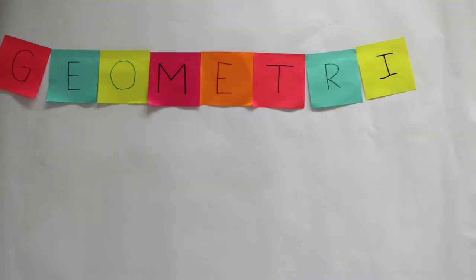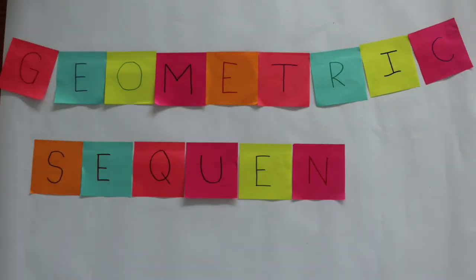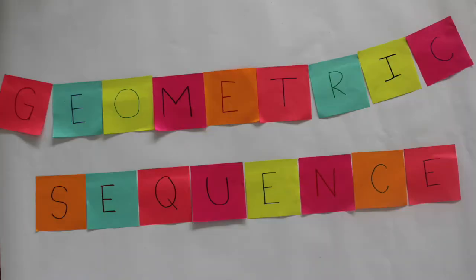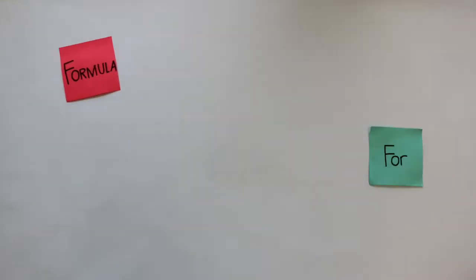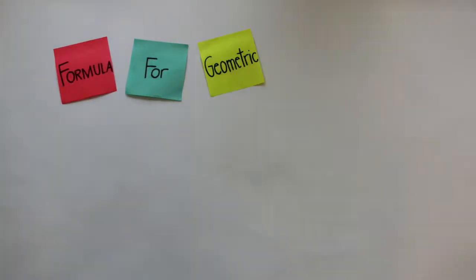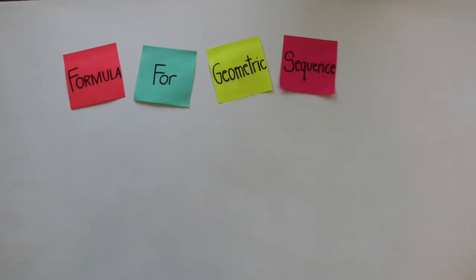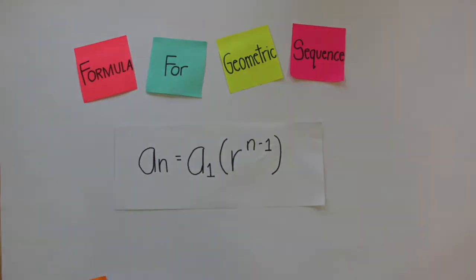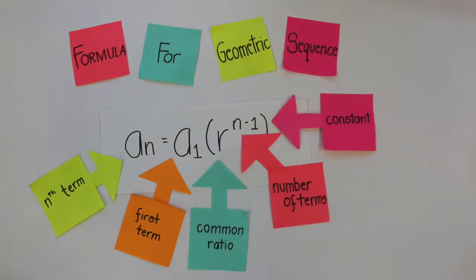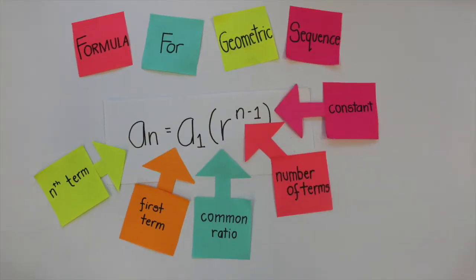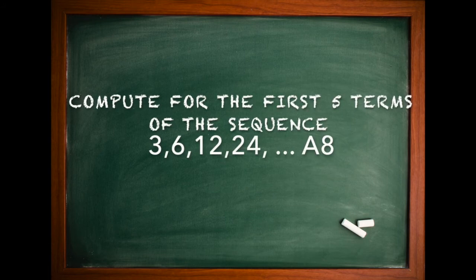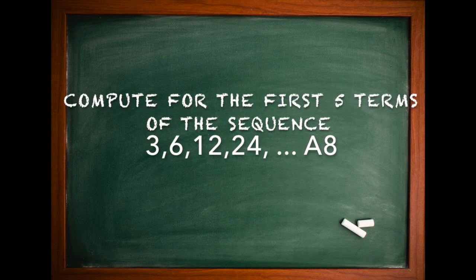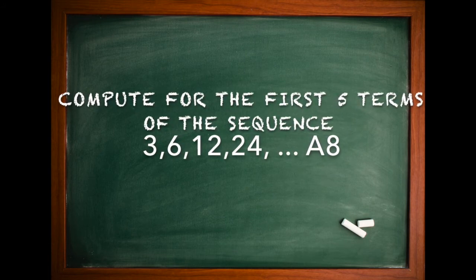A geometric sequence is a sequence in which each term after the first term a is obtained by multiplying the previous term by a constant r, called the common ratio. It is obvious that a is not equal to 0 and r is not equal to 0 or 1. So let's try. Compute for the first 5 terms of the sequence 3, 6, 12, and 24.